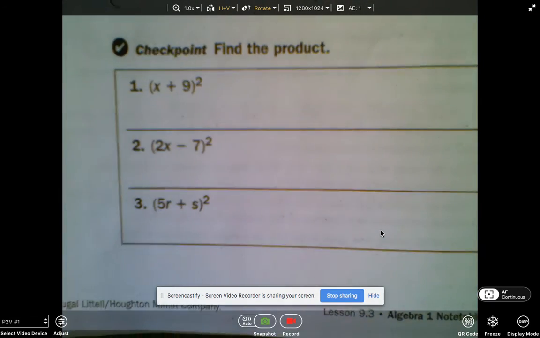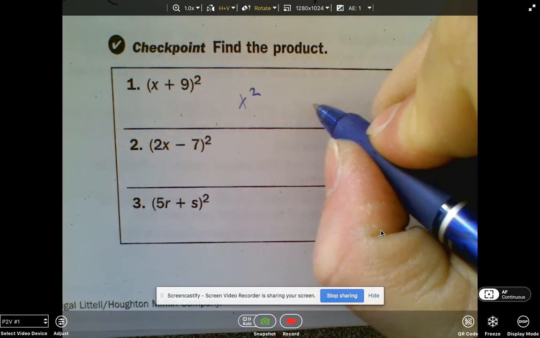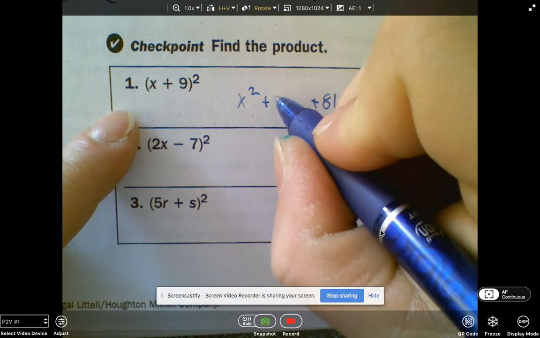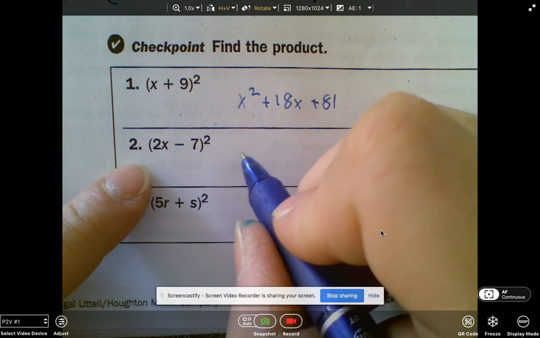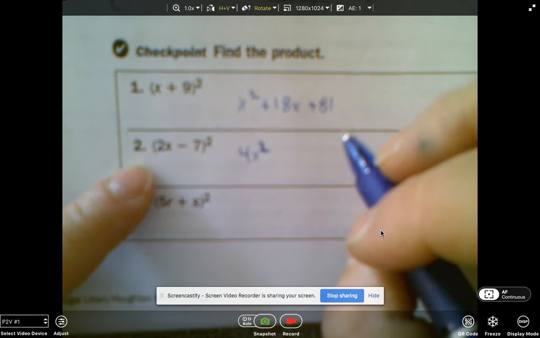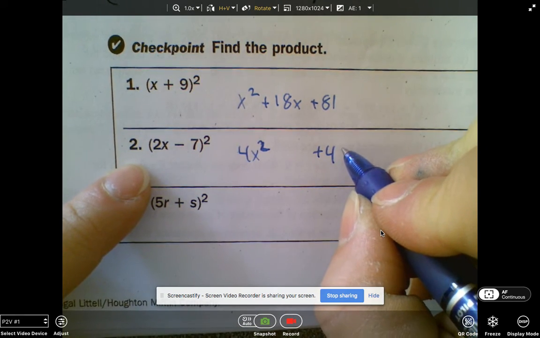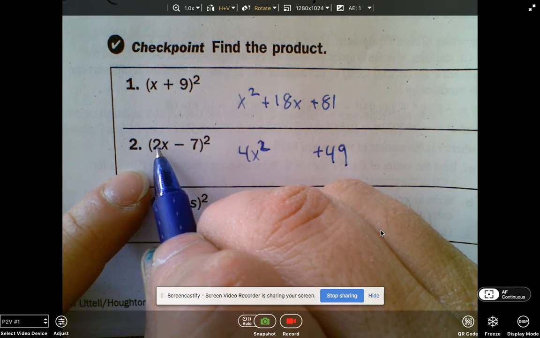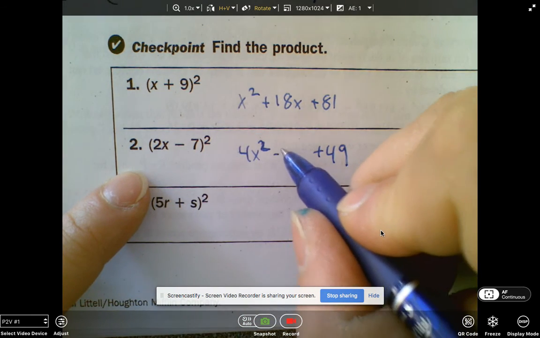I'm going to go through these quicker so you get to see the pattern. Number 1, it's x squared plus 81. In the middle, x times 9 is 9x. Double that, that is 18x. All right. Next one. 2x times 2x is 4x squared. Negative 7 times negative 7 is plus 49. Then we got 2x times negative 7 is negative 14x. Double that, that's negative 28x.